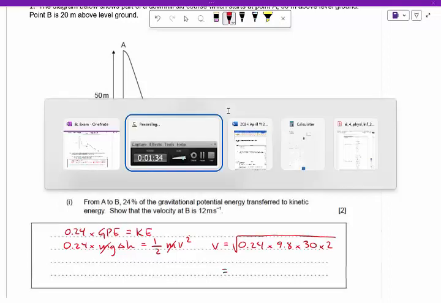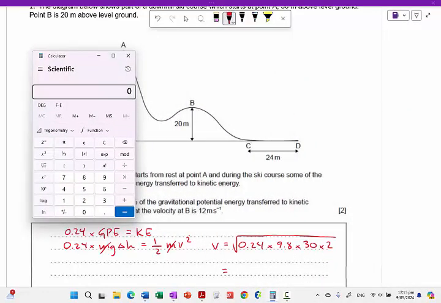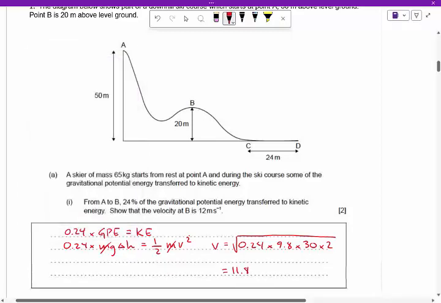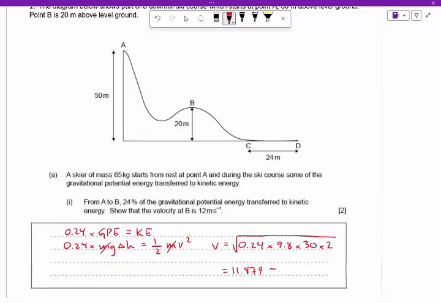And what does that give us? Let's go to our calculator. We have the square root of 0.24 times 9.8 times 30 times 2. So it's 11.879. Is that right? Yep, which is approximately 12 meters per second.